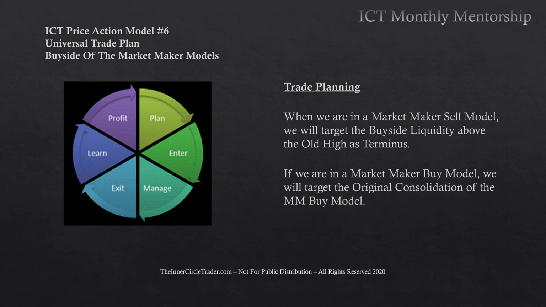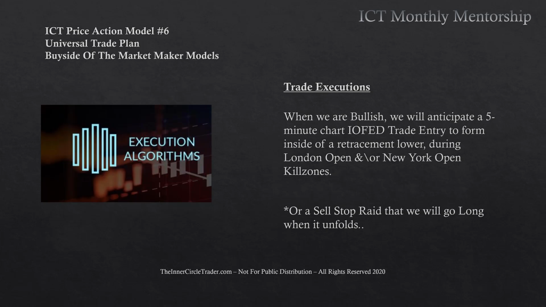When we are in a market maker sell model, we will target the buy side liquidity above the old high as terminus. If we are in a market maker buy model, we will target the original consolidation of the market maker buy model. When we are bullish, we will anticipate a 5-minute chart institutional order flow entry drill, trade entry to form inside of a retracement lower during London Open and/or New York Open kill zones, or a sell stop raid that will go long when it unfolds.